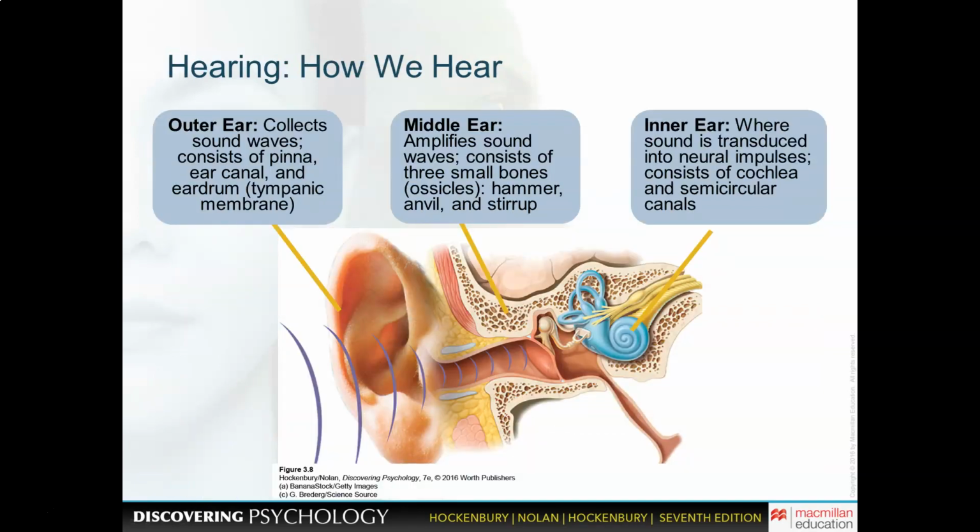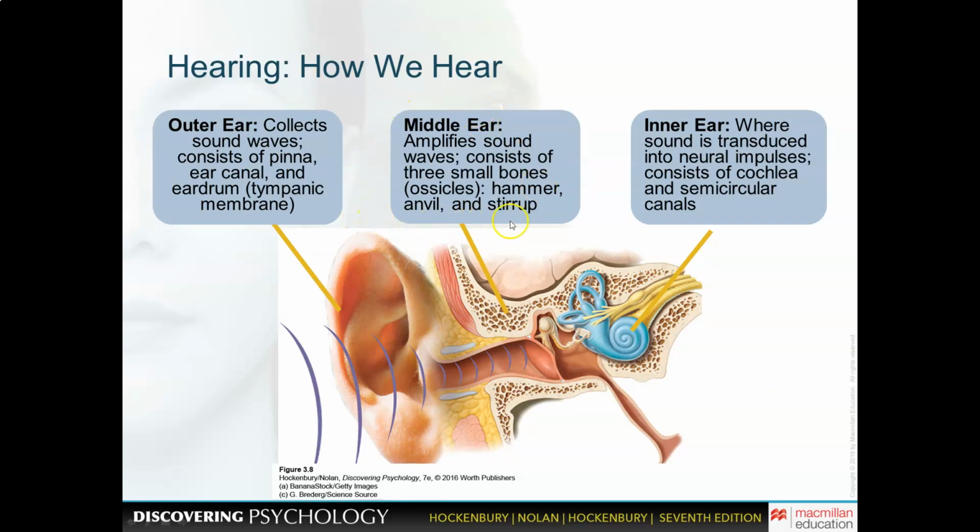Let's move on. So how we hear occurs in a few different steps. The outer ear right here collects the sound waves. See the sound waves entering the ear? That goes into our ear canal and to our eardrum, basically. Then it reaches the middle ear. The middle ear amplifies the sounds so we can make sense of them, so we can perceive them, and start transferring them.